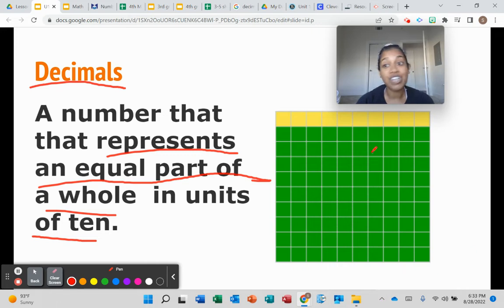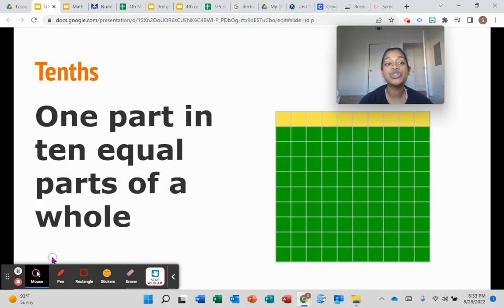So decimals are not whole numbers. They are parts of a whole number. So we took our whole and we cut them into smaller pieces. All right, now let's go on to tenths.